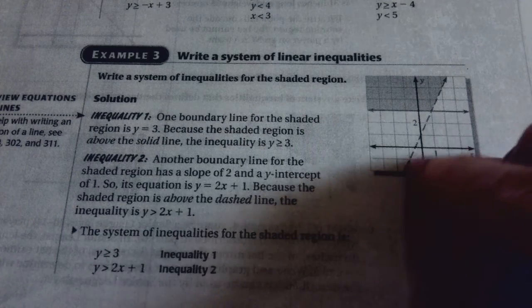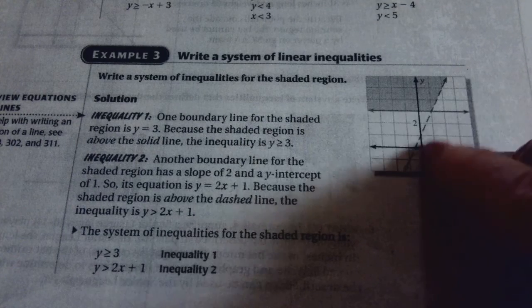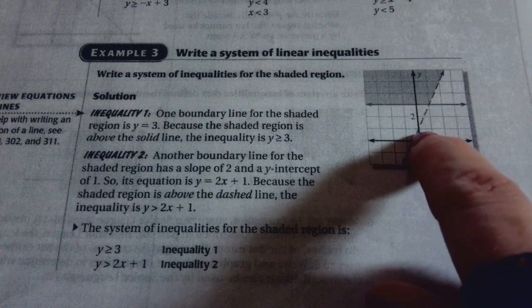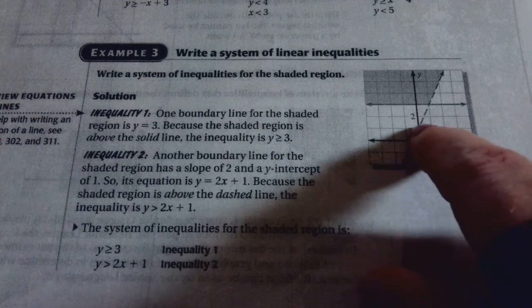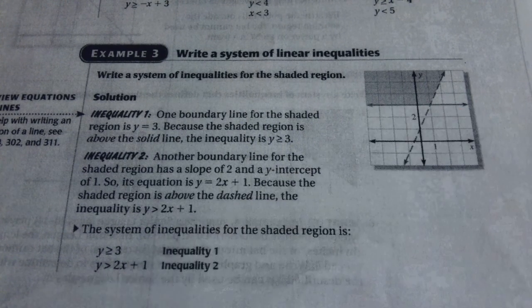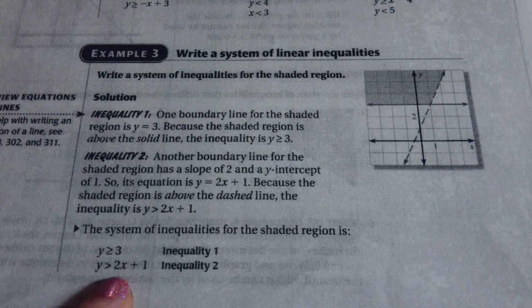Then the other one is this dash line. Okay? So it crosses through 1 right here. And then I find the slope is up 1, 2, and over 1 gives me another point. So the slope is 2. Alright?